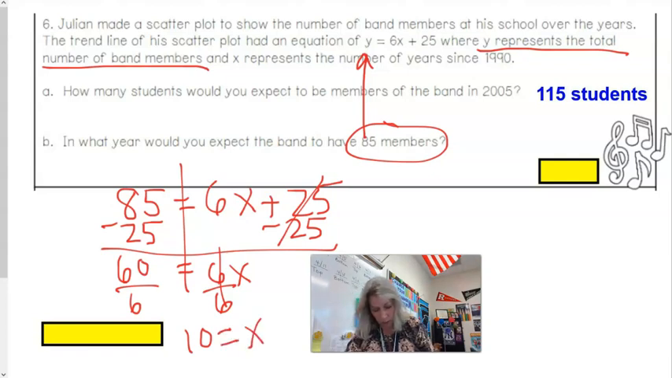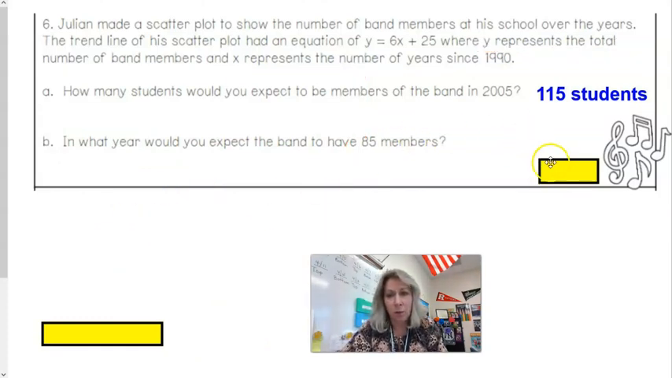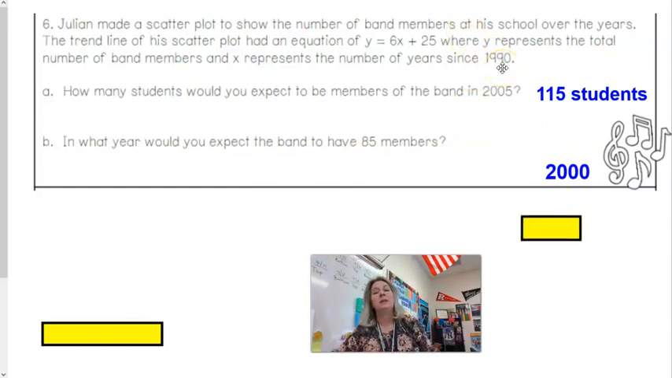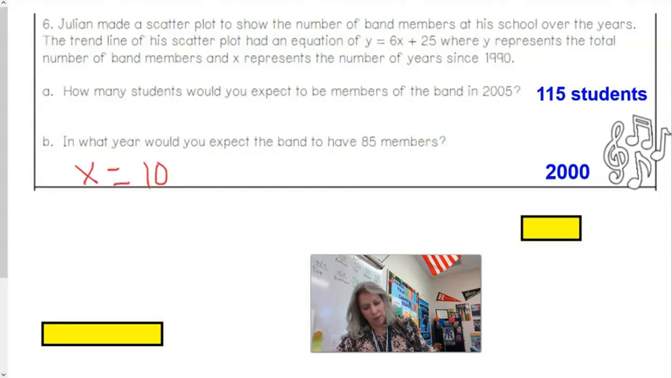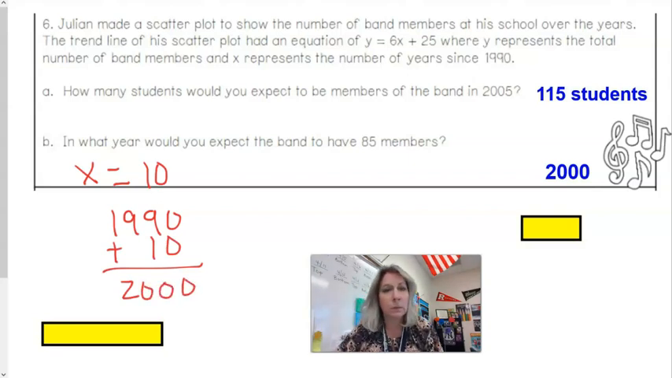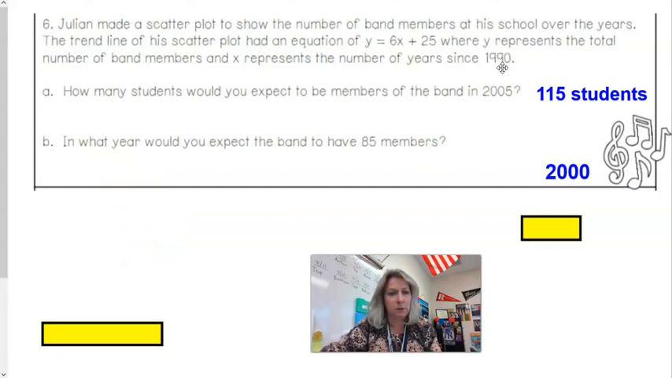But it says, in what year would you expect the band to have 85 members? Year 10, okay. So year 10 would be the year 2000, because you take 1990 and add 10 years to it. So that was x equals 10, and then we take the 1990 and add 10 years to that, and that's where you get the year 2000. A little different with that question.